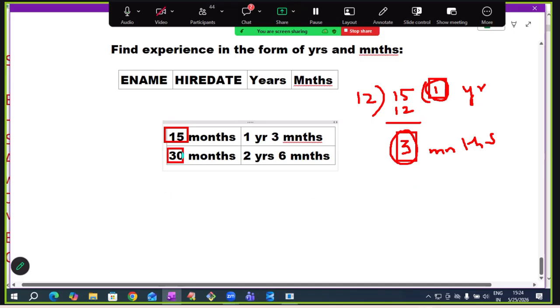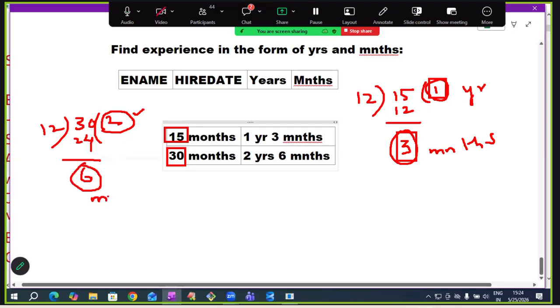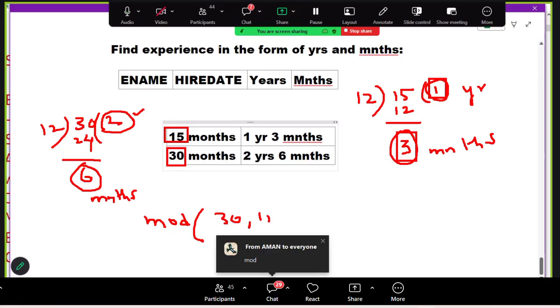Suppose this employee has 30 months experience, sir. 30 divided with 12. 12 twos are 24. Remainder is 6. This quotient is years experience. This remainder is months. So above months, if you want to get remainder value, how to get remainder value? You already know. To get remainder value, which function we have to use? Mod. Number of months divided with 12. We get above months here.